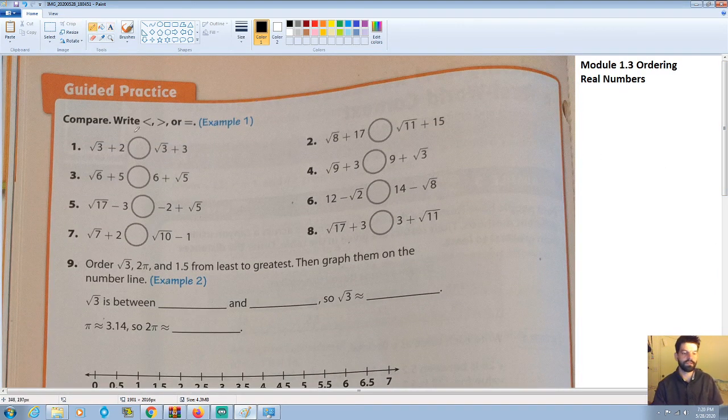This first set, questions 1 through 8, wants us to compare the two expressions with them being either less than, greater than, or equal to. So looking at number 1 here, for this one it's pretty easy, and the reason for that is because we see that the two square roots involved are identical on both sides of the inequality, so we can cancel those out. And because of that, it makes this one pretty simple, because now we're just comparing two integers, and because 2 is less than 3, this one is definitely going to be less than.